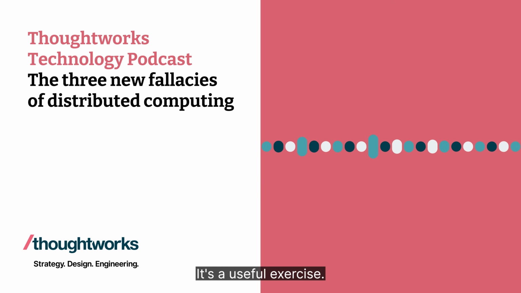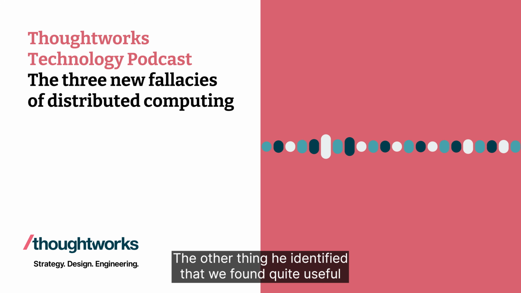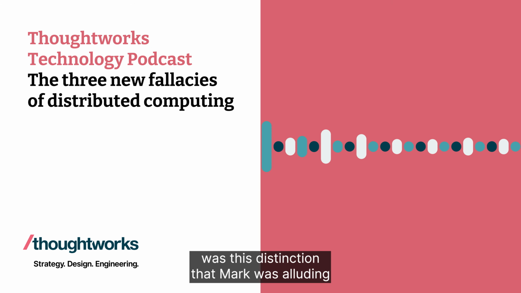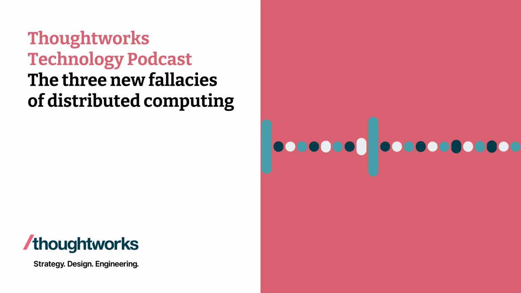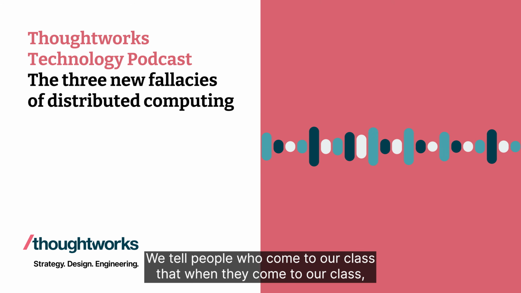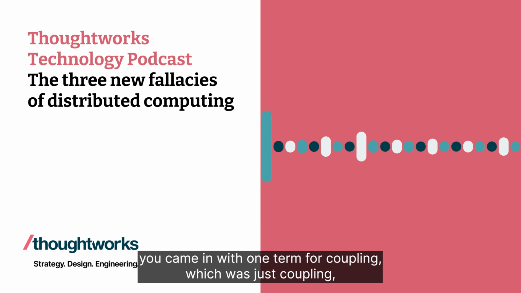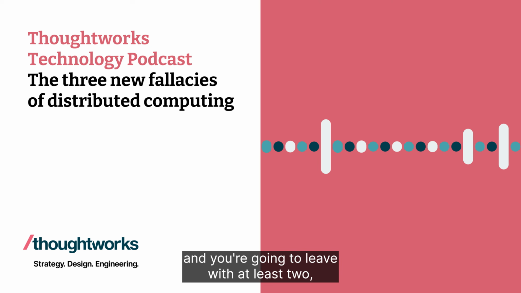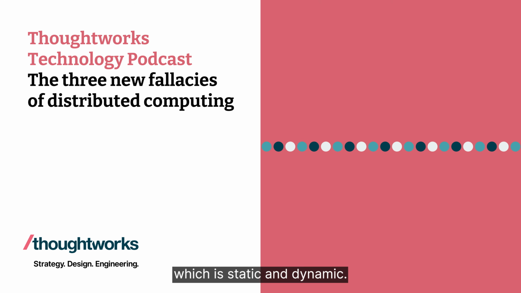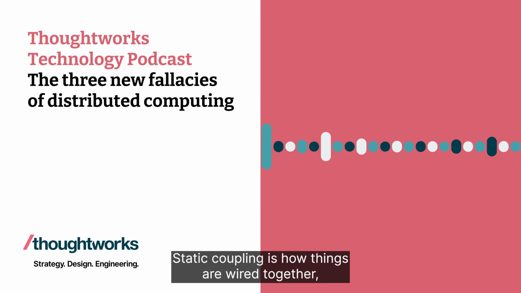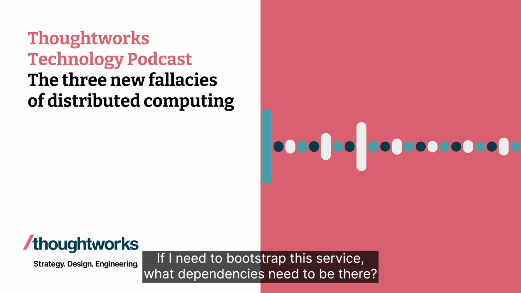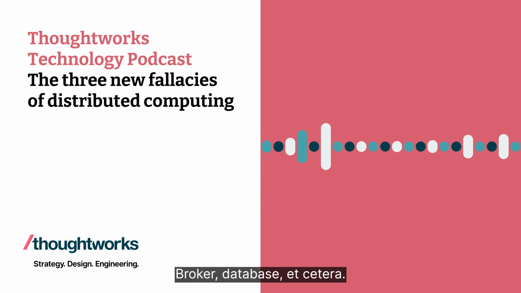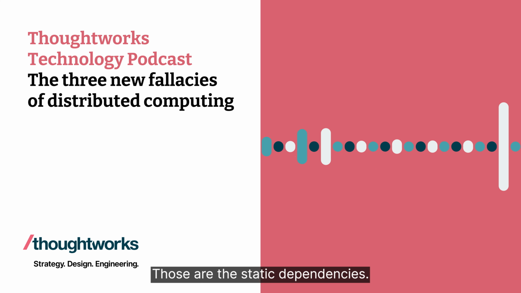It's a useful exercise. But the other thing he identified that we found quite useful was this distinction that Mark was alluding to of static versus dynamic coupling in a distributed architecture. And we tell people who come to our class that you came in with one term for coupling, which was just coupling, and you're going to leave with at least two, which is static and dynamic. Static coupling is how things are wired together, the dependencies of things. If I need to bootstrap this service, what dependencies need to be there: a broker, a database, et cetera. So those are the static dependencies.